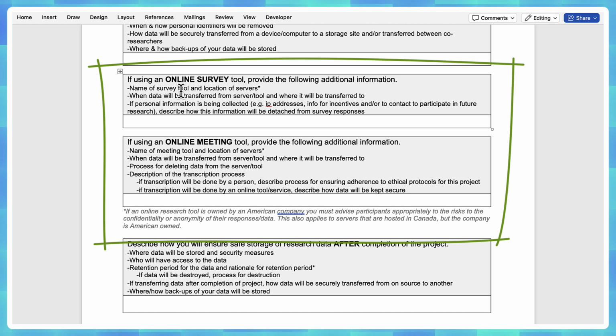All right, so we'll start with the online survey. With the online survey, we also want to know if you're collecting any personal information. Often, and increasingly, as we'll get to a little later, you might collect IP addresses as a function of the tool. It's an option that you set up. Or contact information for incentives, that sort of thing. If you're collecting that information, we want to know how you're going to detach it and keep it separate from the survey responses and the data that your participants provide.